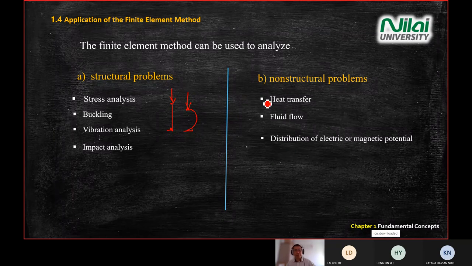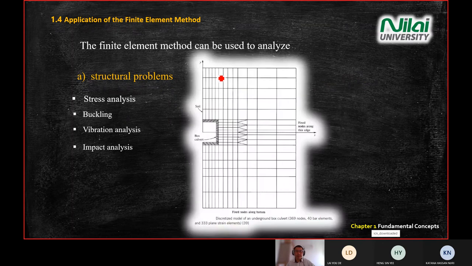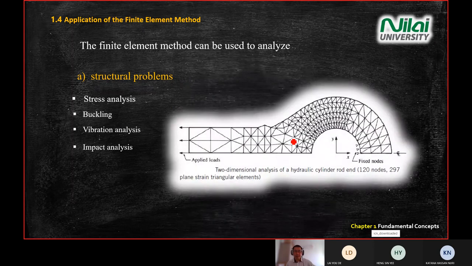So we have two types of problems. Later on in the software, ANSYS, you can choose whether you want to go for structural or non-structural analysis. So this one is an example of a structural problem. We break the structure into a few points and so on. And this is the meshing. The discretization, the definition in your tutorial, question number two, discretization, you break it into small squares and so on. This is another one with a different type of mesh solution.